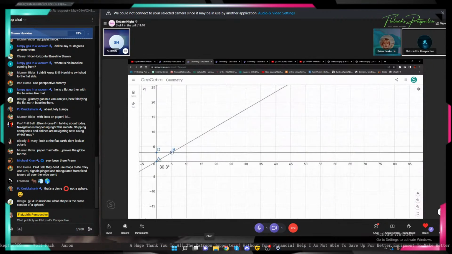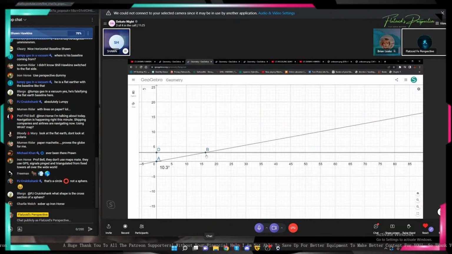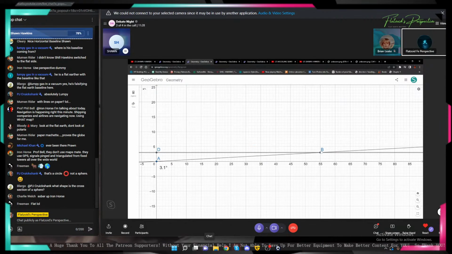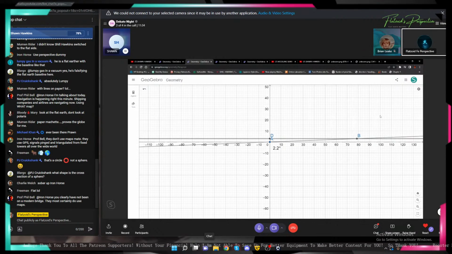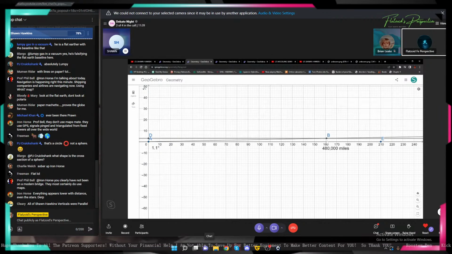Here's this line here. The line starts at D, goes through B, and extends out. That is the horizontal path that the sun would take on a flat Earth. So we take the sun and we move it along that path. And see, the angle never drops to 1 until you get to 48,000 miles away, or 480,000 miles away. How big is your flat Earth? How big is the circle that your sun takes on flat Earth?